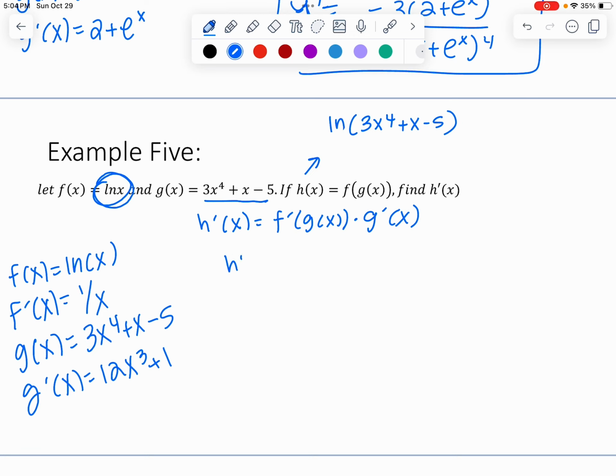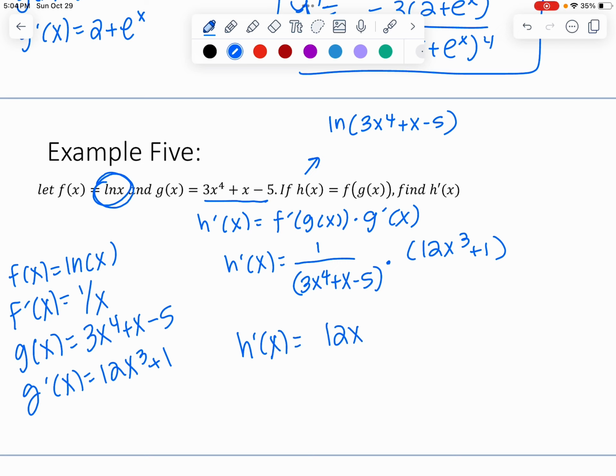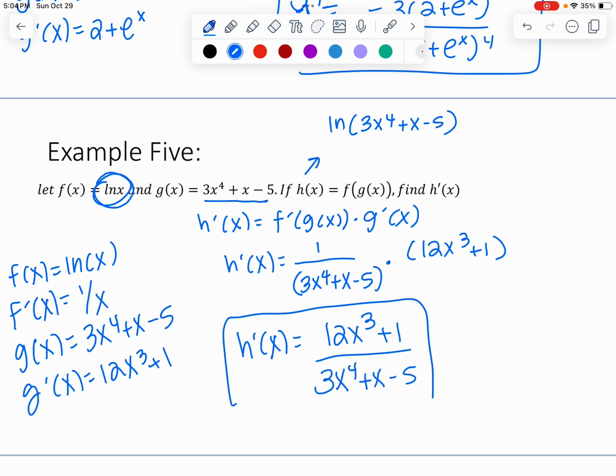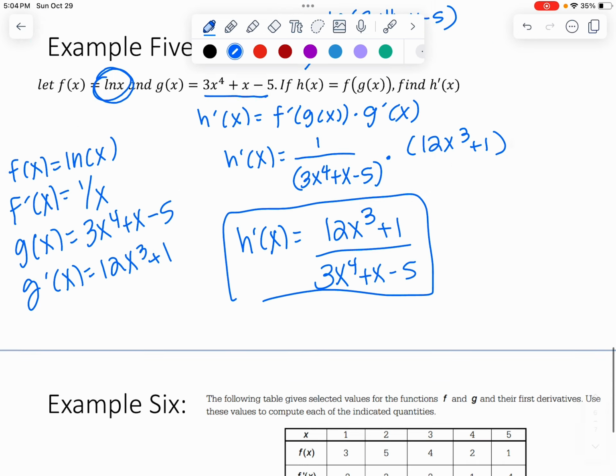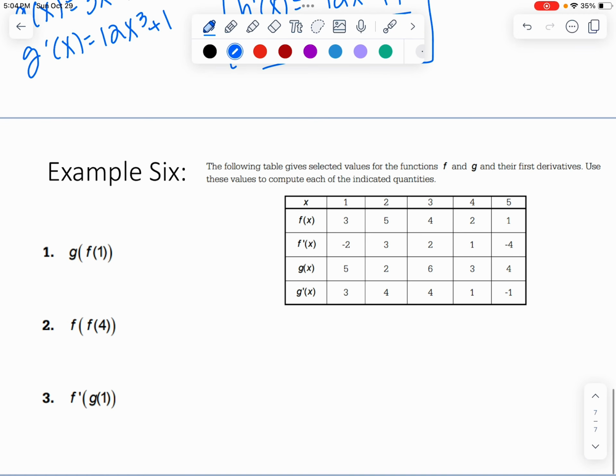Now I just need to plug things into my chain rule equation. So the outside function is 1 over x, but in x's place, we're using function notation, and we're placing 3x to the fourth power plus x minus 5. And then I'm multiplying by its derivative, which is 12x cubed plus 1. And then I'm going to simplify. And that's our answer.